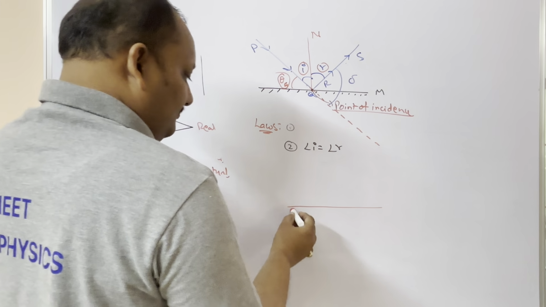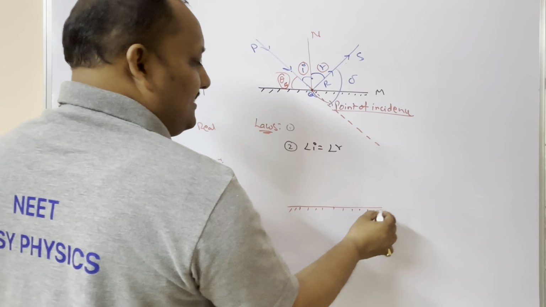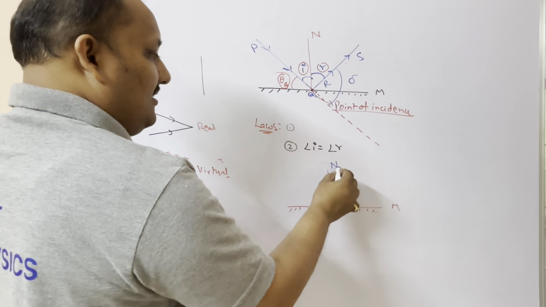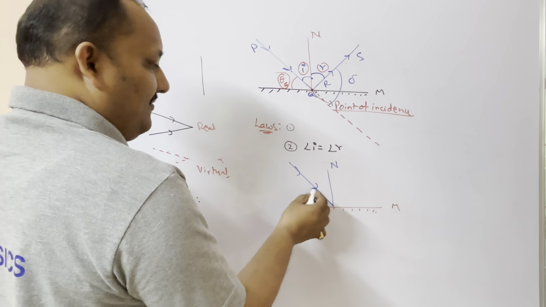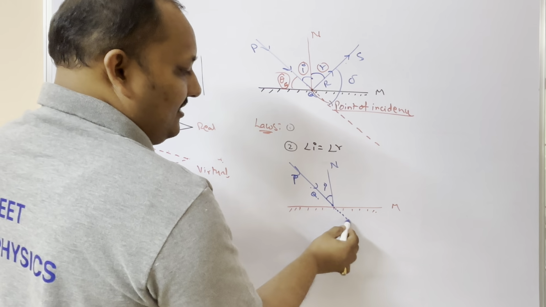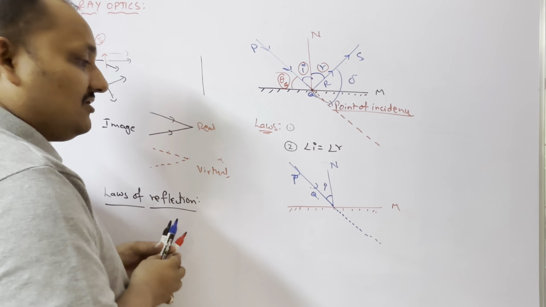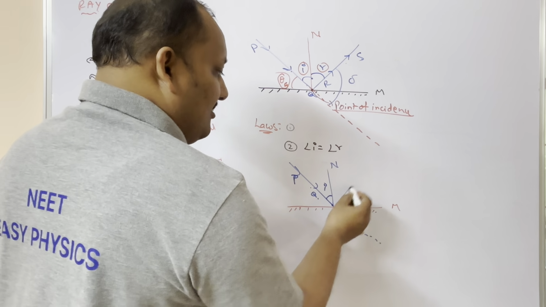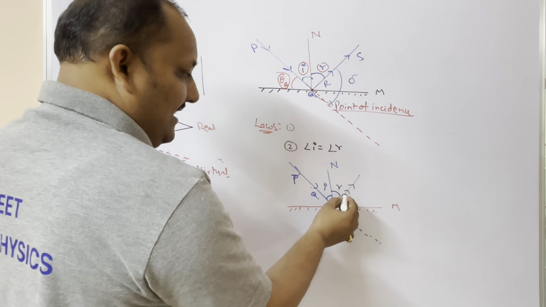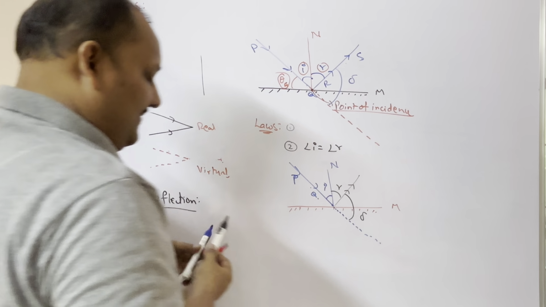For that, you can see this is the plane mirror. This one we will call the normal. This is the angle of incidence. This is the incident ray. Actually, this ray should pass like this, but because of the presence of this mirror, it is going to be reflected like this. This is the angle of reflection. So now this angle we are calling the angle of deviation.